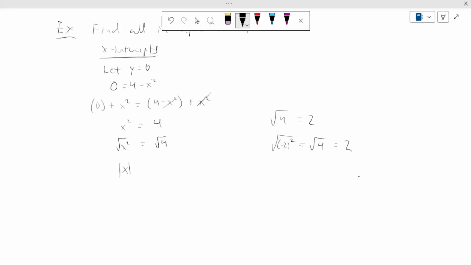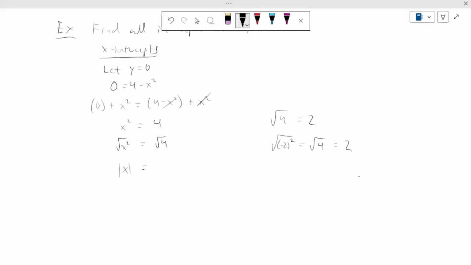It's always equal to the absolute value of x. Square root of x squared is always equal to the absolute value of x. And that goes for whenever you're taking the square root of any quantity. You always get the absolute value of that quantity. Okay, fair enough.